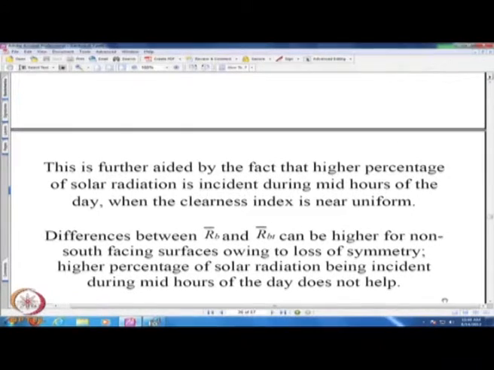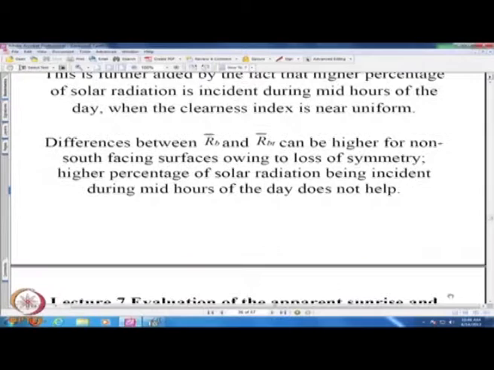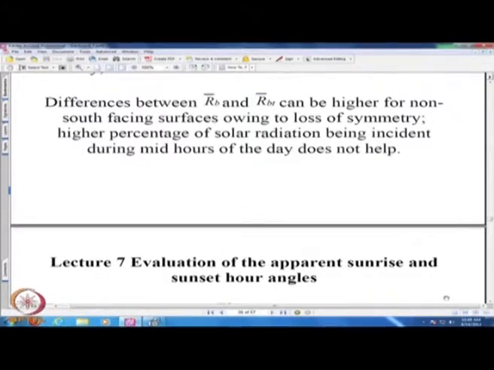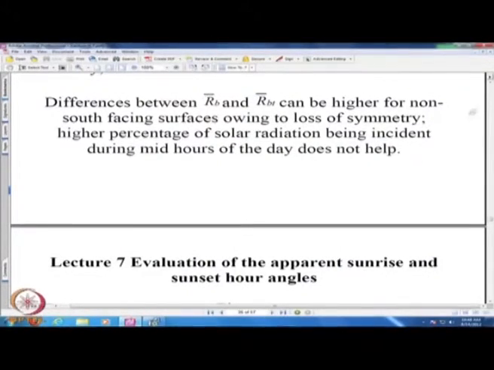Consequently, the error that may arise owing to non-uniformity in the clearness index is very small, which is likely to occur at low intensity of radiation times. And this is particularly true if the surface is south facing. If the surface is non-south facing, the symmetry is broken and you may not have the uniformity, and people have found that there will be some significant, rather appreciable differences between terrestrial values and the extraterrestrial values.